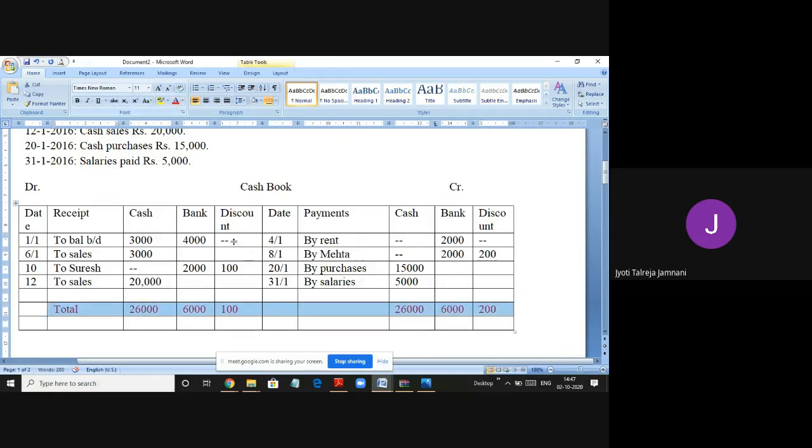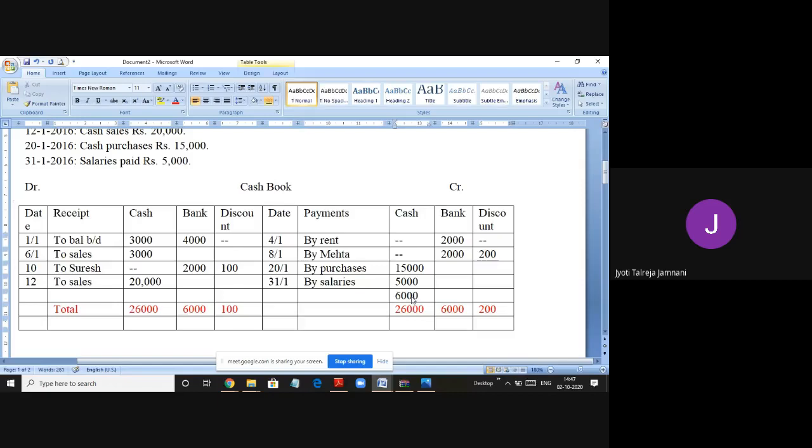I'll make it red in color so that you understand that this is the total. Now we have received 26,000. Out of that we have paid 20,000. So 26,000 minus 15,000 minus 5,000. So the remaining balance is 6,000.